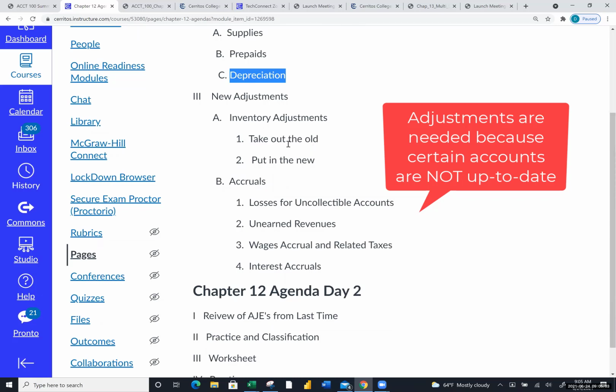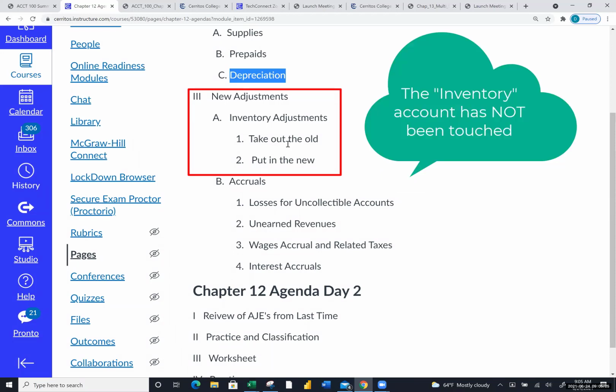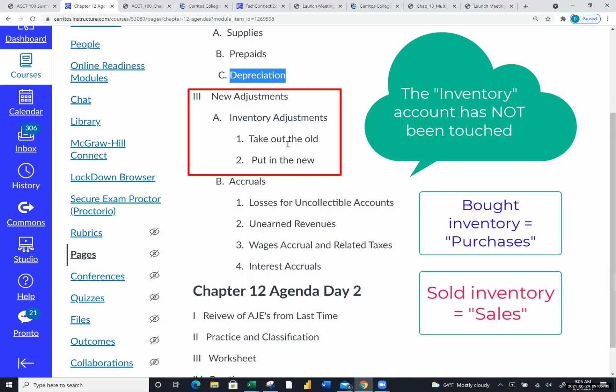So we're first going to jump in and talk about inventory adjustments. I kind of want to give you the back view of why this inventory adjustment is needed. So the back view is, remember that when we first started talking about merchandising, we introduced a new account called inventory. But in our notes, we wrote, do not touch. And the reason is when we bought inventory, we used purchases. And when we sold inventory, we used sales. So we haven't touched this inventory account.